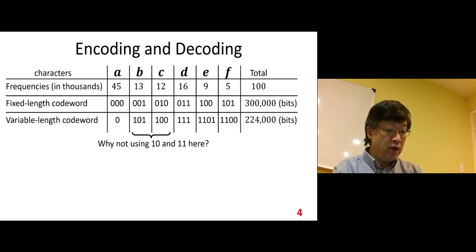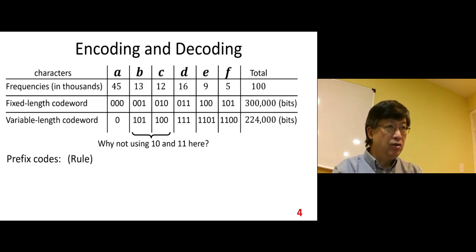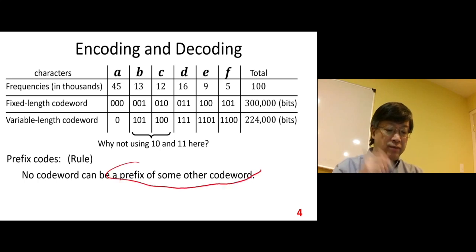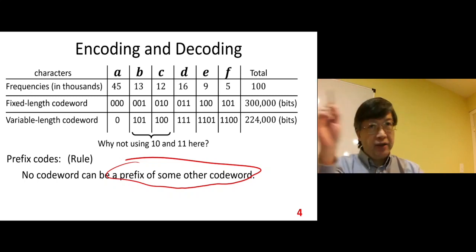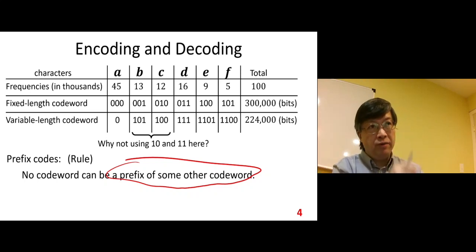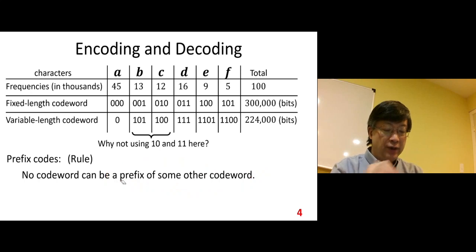So we do not want this to happen. So we set a rule for it. We call it prefix codes. When we design code, we need our code to satisfy this prefix condition. So that is the rule we need to follow. What's that? No code word can be a prefix of some other code word. You need to check this rule. If this rule is violated, you should not use that code. So when you design, you need to use this rule.